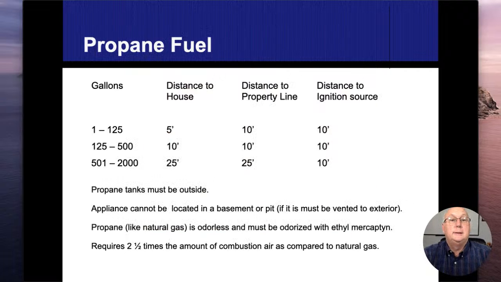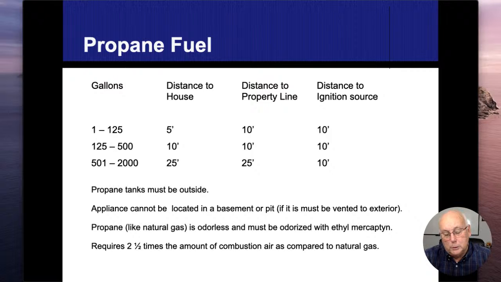All right, just our distances. Small tanks need to be 5 feet away from the house. Medium tanks are going to be 10 feet away, and that big tank that I showed you, which is pretty much a 2,000-gallon tank, those have to be at least 25 feet away from the house. So usually they're going to run the lines below grade and then come back up into the house. And then you can also see our distance to ignition sources and property lines.